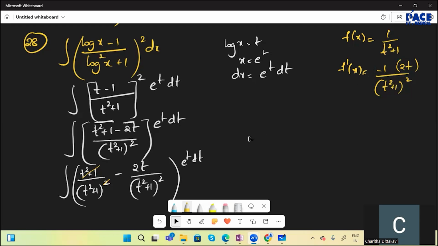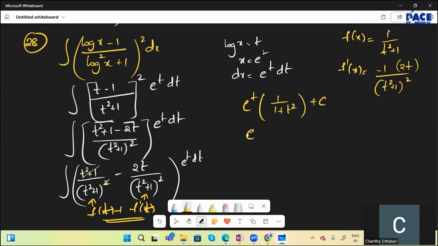So finally you found this to be your f of x, and the other one is your f dash of x. The integral of f of t plus f dash of t into e power t dt is nothing but e power t into f of t, which is 1 by 1 plus t square, plus c. So now resubstitute your t: e power log x into 1 by 1 plus log x the whole square plus c will be your final answer there.